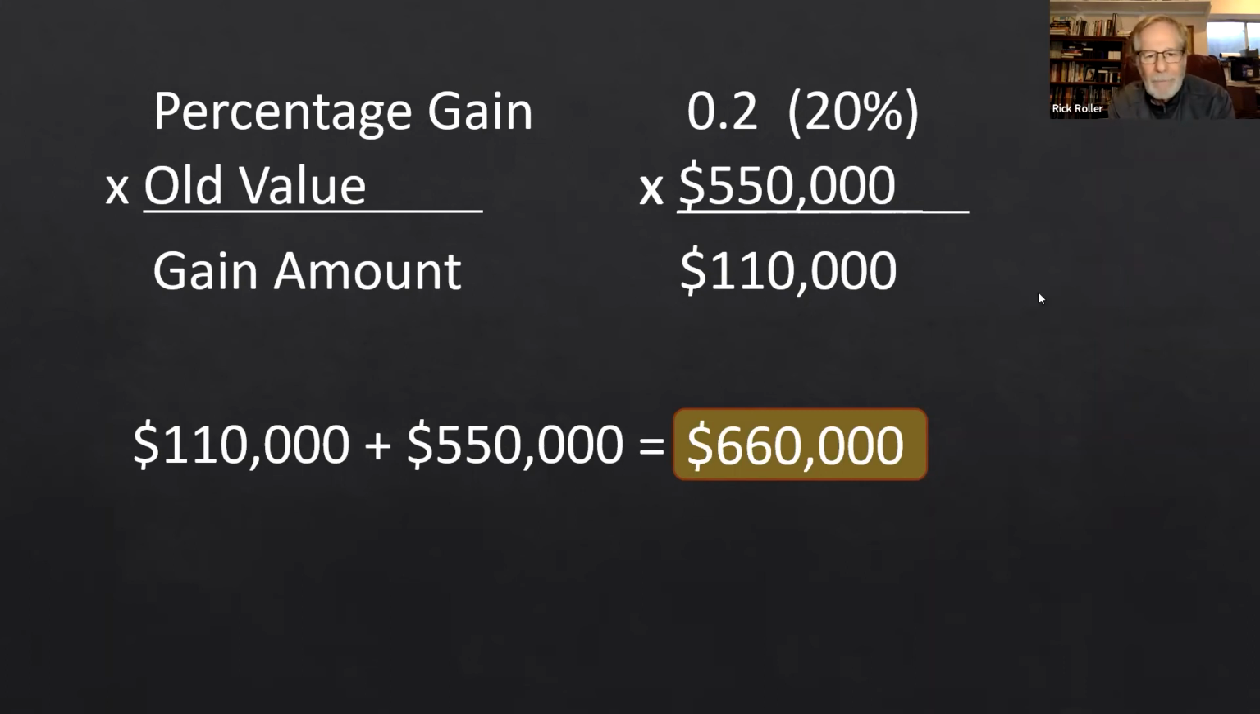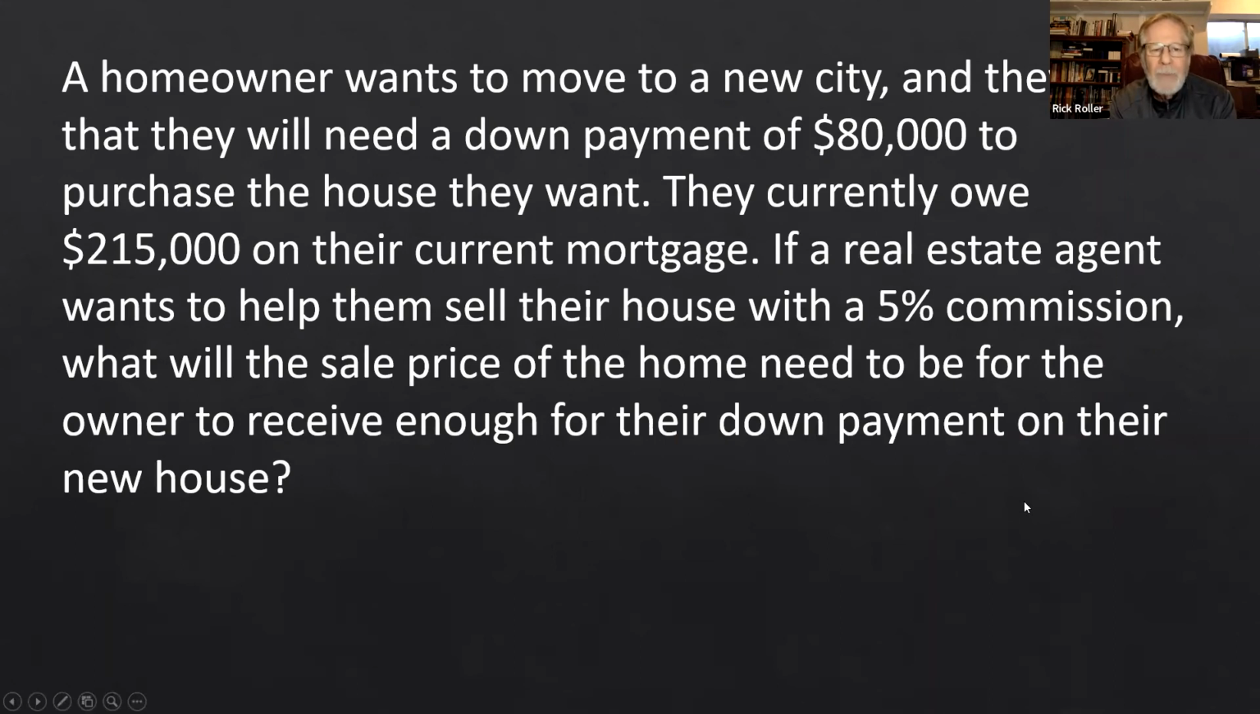Okay. All right. Here's a homeowner that wants to move to a new city, and they know they're going to need a down payment of $80,000 to buy the house they want when they get to the new city. They currently owe $215 on their current mortgage in the old city. If a real estate agent wants to help them sell their house, and the real estate agent wants a 5% commission, what will the sale price of the home need to be in order for the owner to receive enough money for their down payment on their new house?